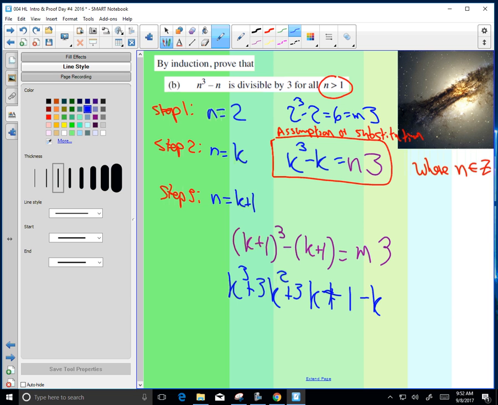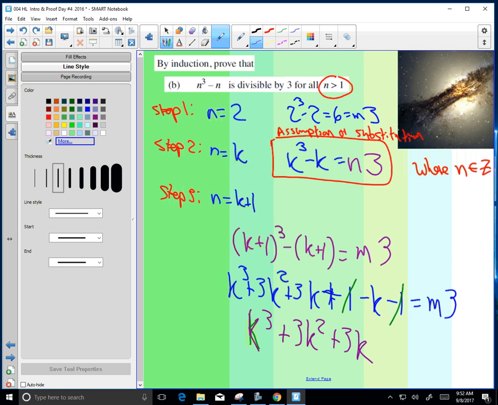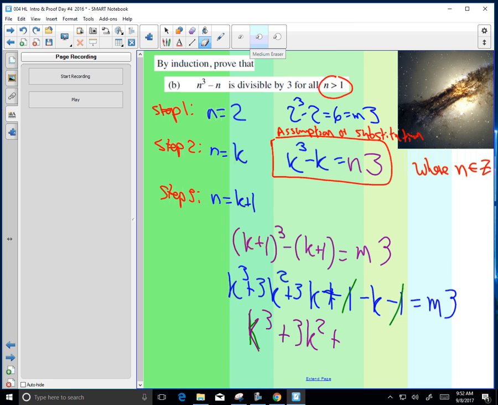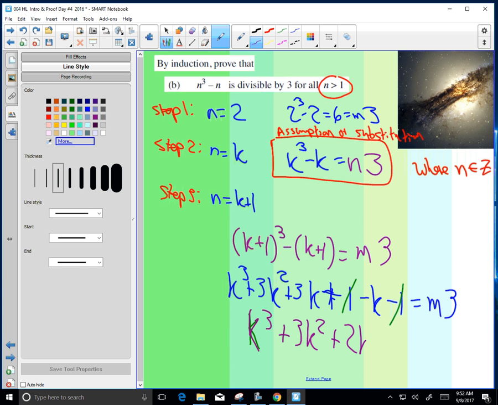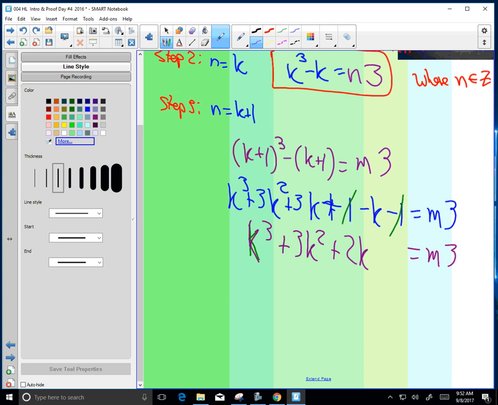Careful. Minus 1, yeah. We'll lose the 1s, which I'm happy about. And you'll end up with k cubed plus 3k squared plus 3k. Oh, 2k, yeah. It needs to be a multiple of 3. Does this look like a multiple of 3? Not even close.